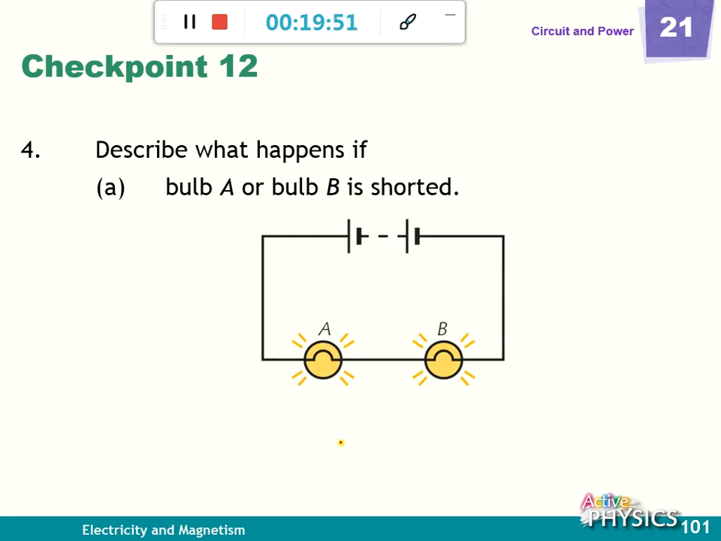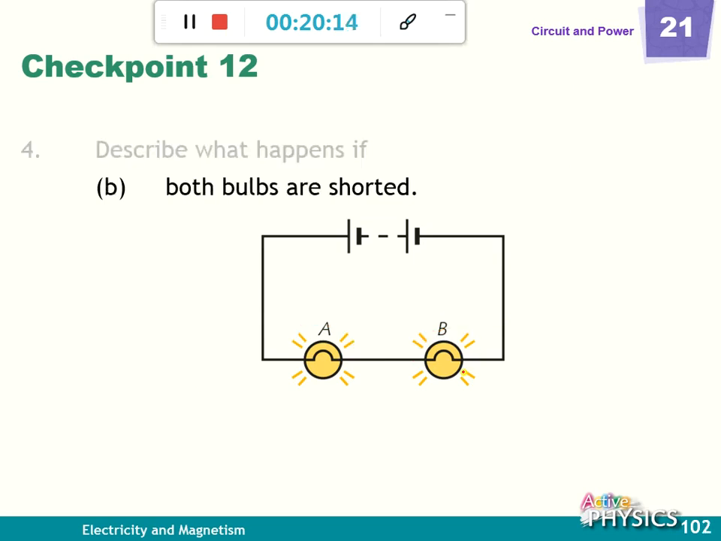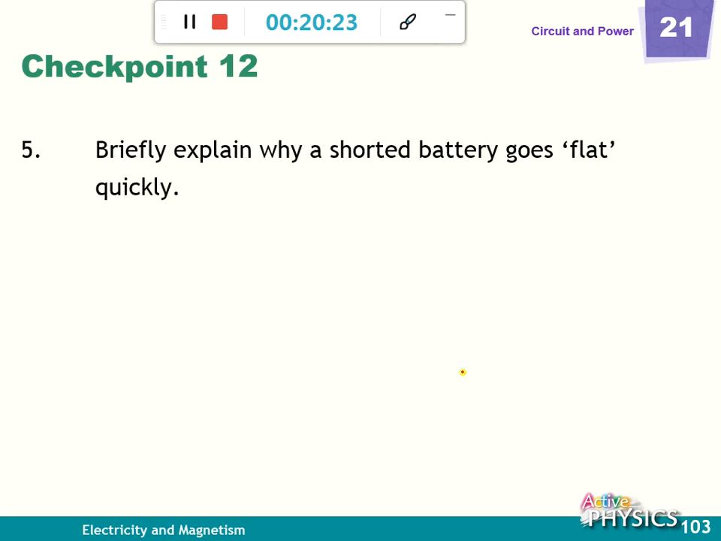Question number 4. What happens if bulb A and bulb B are shorted? If these two are shorted, it means maybe this and this, or this. Then what will happen? A shorted one will go out. If you short it like this, A will not glow, only B will glow. But if both of them are shorted, then all light bulbs go out and the wire heats up because here we have a large current passing through it.